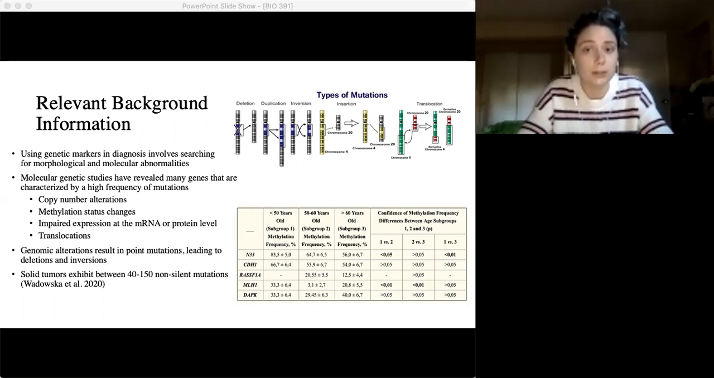The third one is impaired expression at the mRNA or protein level. And finally, there are translocations, and these happen when there is a break in a chromosome, causing it to fuse with a different chromosome. So all of these genomic alterations result in point mutations, which is when a single nucleotide base is either inserted or deleted from a DNA sequence. And just as a little fun fact that we thought we should add, solid tumors exhibit between 40 to 150 non-silent mutations, which are mutations that have an observable effect on an organism's phenotype.